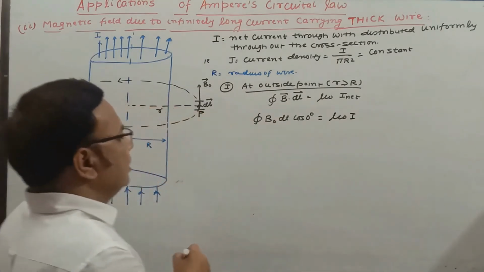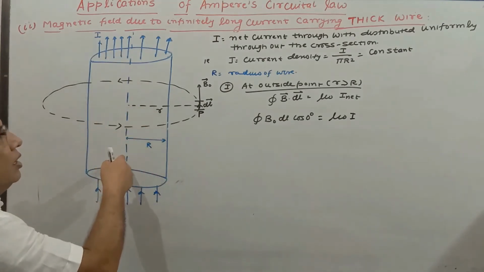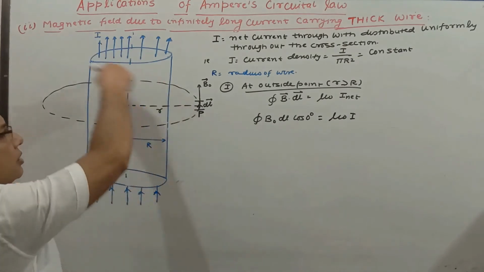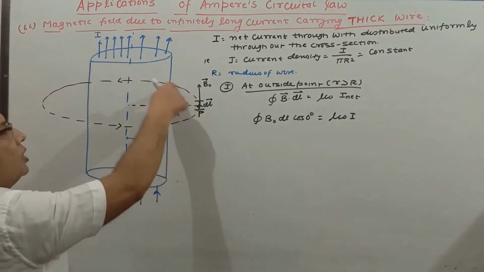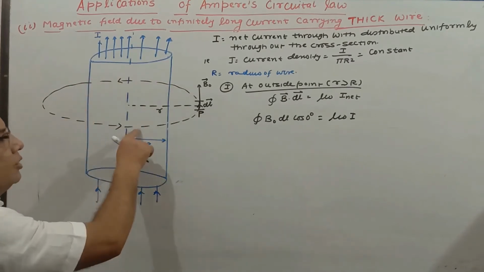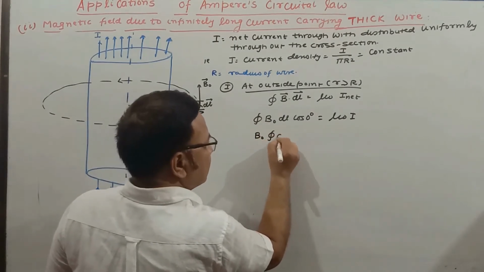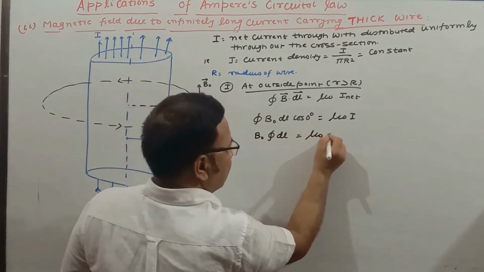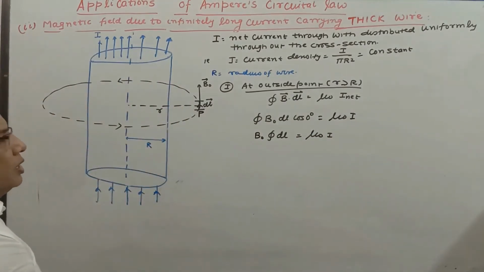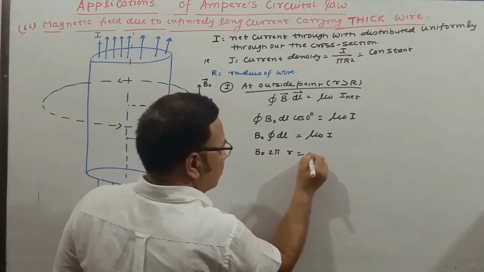B naught is constant. Due to the symmetrical arrangement, the center is at the axis of the wire, and the current is also uniformly distributed in the wire. So at all points on the Amperian loop, the imaginary loop we have drawn, the magnitude of the magnetic field remains the same, so we can take it out of the integration sign. B naught integral dl equals mu naught times I. What is the length of this Amperian loop? It is circular, so it is 2 pi r. So B naught into 2 pi r equals mu naught times I.